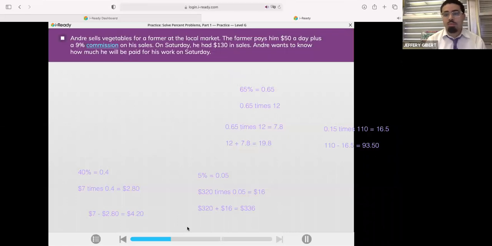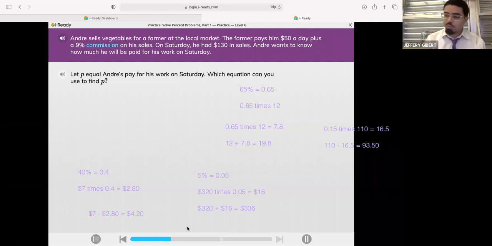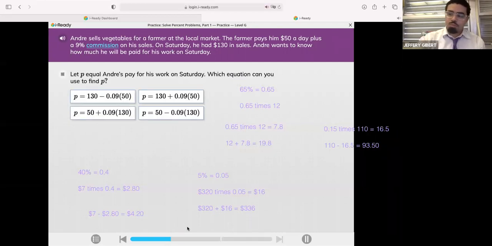Andre sells vegetables for a farmer at the local market. The farmer pays him $50 a day plus a 9% commission on his sales. On Saturday, he had $130 in sales. Andre wants to know how much he will be paid for his work on Saturday. Let P equal Andre's pay for his work on Saturday. Which equation can you use to find P?